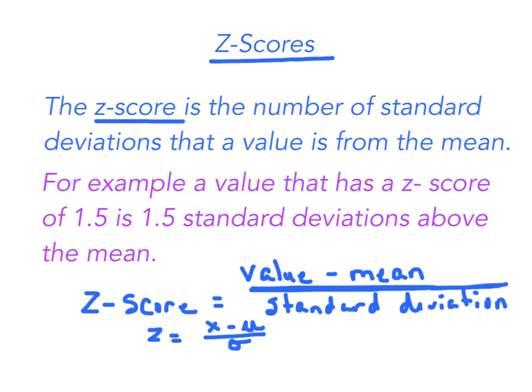The formula to find the z-score is equal to the value minus the mean divided by standard deviation. Or we can use the little formula z equals x minus mu over sigma, because x stands for the value, mu, the little u, is the mean of the population, and sigma, remember, stands for standard deviation. So z equals x minus mu over sigma.